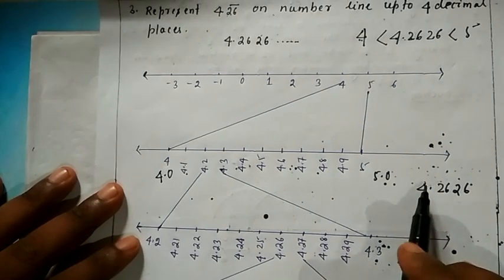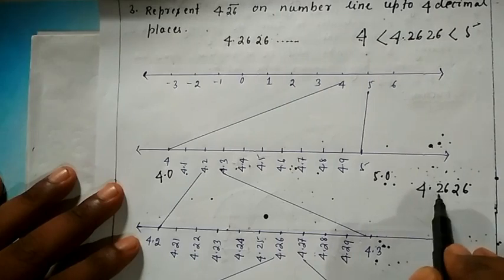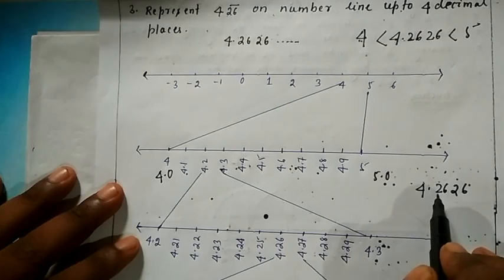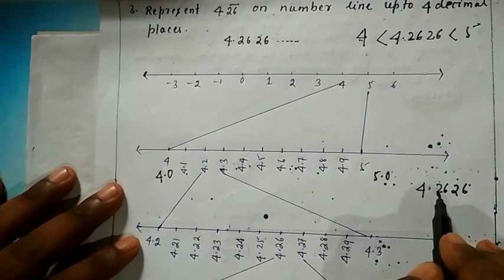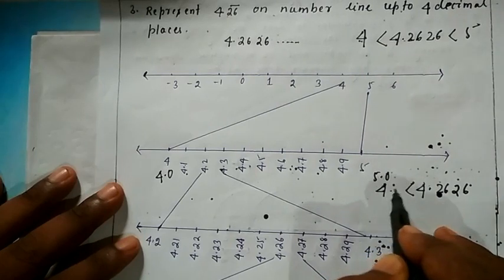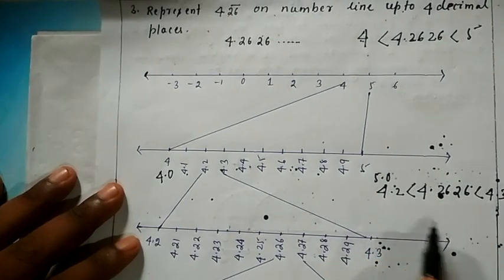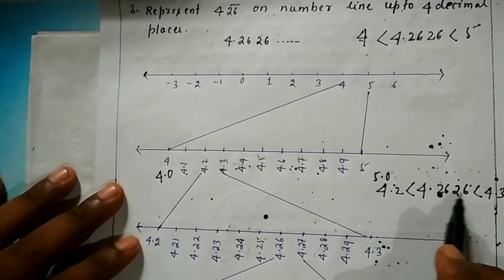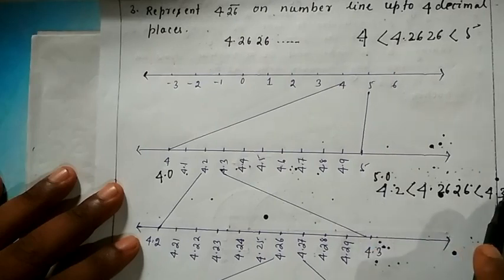So here focus on the first digit after the decimal part. In the decimal part, the first digit is 2. That means obviously 4.2626 will be greater than 4.2 and less than 4.3. That means 4.2626 will lie in between 4.2 and 4.3.